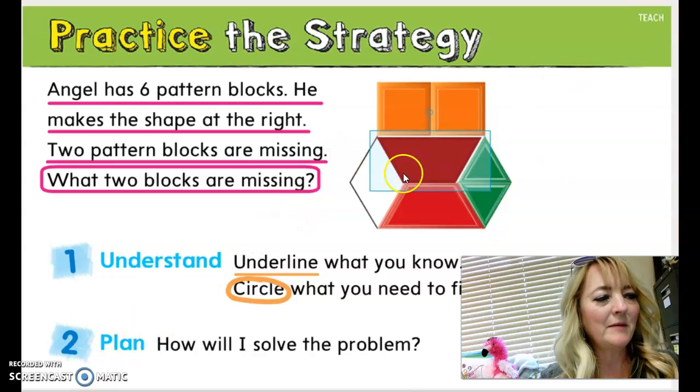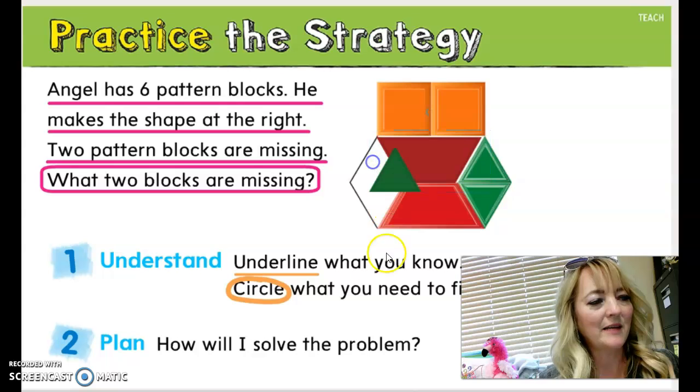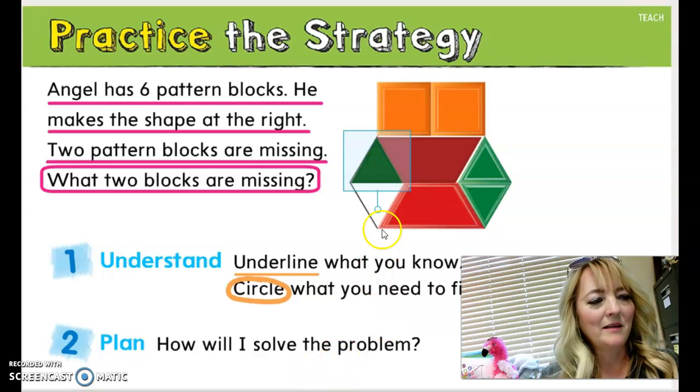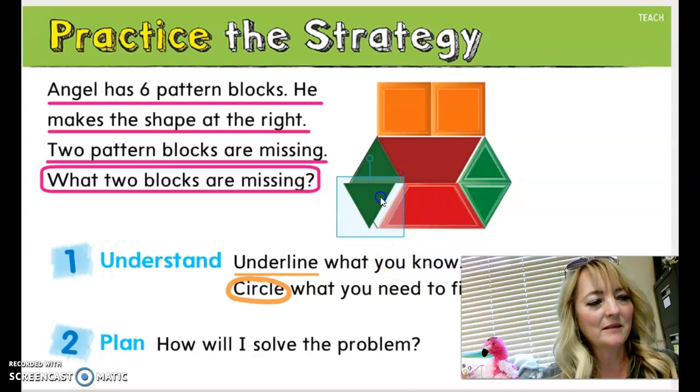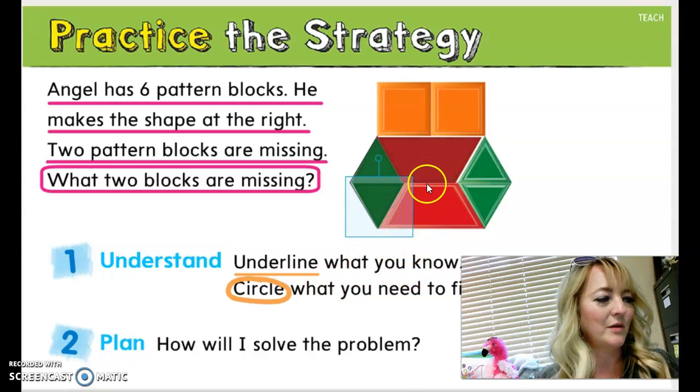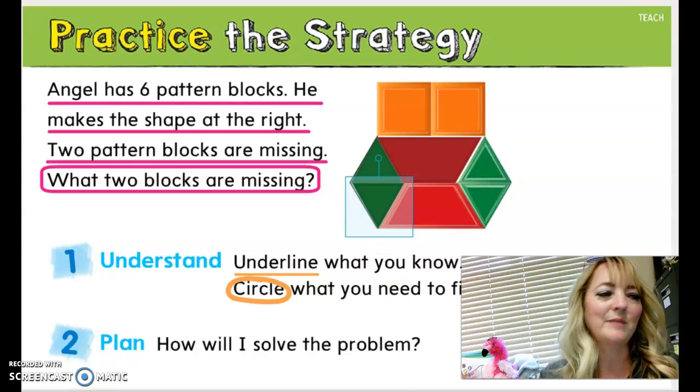Gosh, I don't know. We need a parallelogram or a diamond there, and we don't have it. So let's see what they come up with. This is the only way I can come up with the pattern blocks that they've given me. But that would give us 3 shapes instead of 2 blocks that are missing. That would give us 1 trapezoid and 2 triangles, which would give us 3 shapes that are missing.